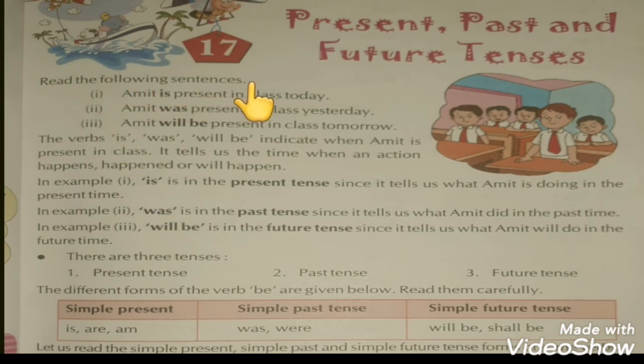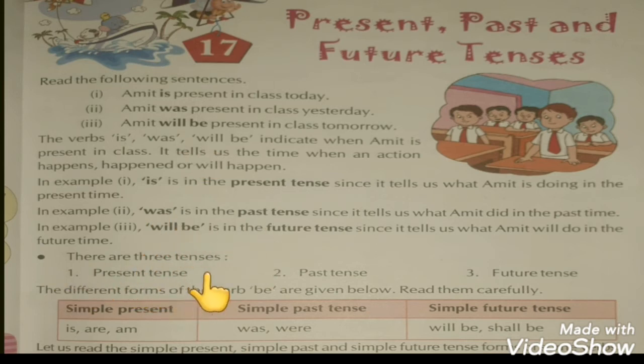Read the following sentences. Amit is present in the class. Here is is used as a present tense. Amit was present in class yesterday. Was is used as a past. Amit will be present in the class tomorrow. Will be is used as a future tense. So here is, was, will are used in different forms of tense. One is present, another is past, and the third is future tense.